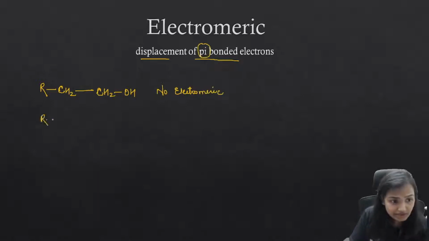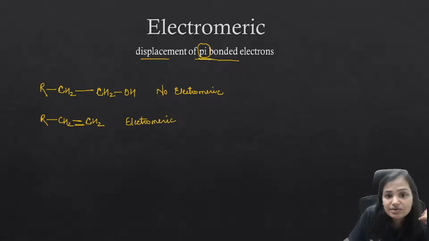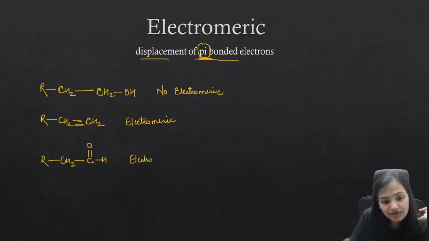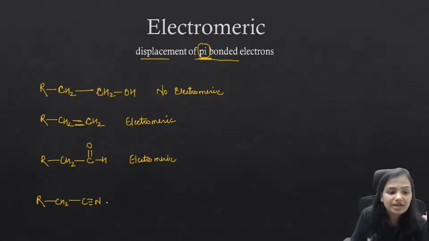Okay, now if you ask me, ma'am, will there be any electromeric effect now? Yes, absolutely. There we will be having the electromeric effect. For the electromeric effect, what is the compulsion? There must be a pi bonded electron. If you ask me, do we have the electromeric effect in this particular question? Yes, because here we have a pi bond. Wherever you will be having a pi bond, there we can see the electromeric effect.